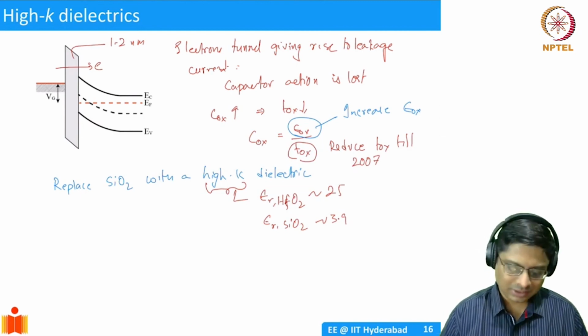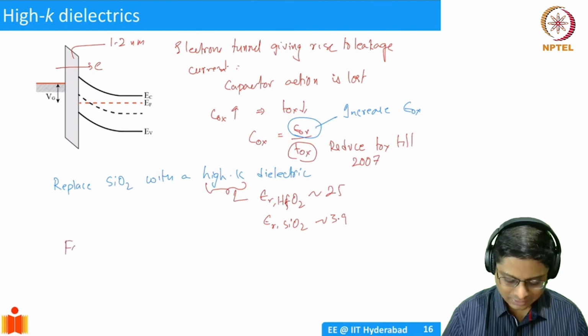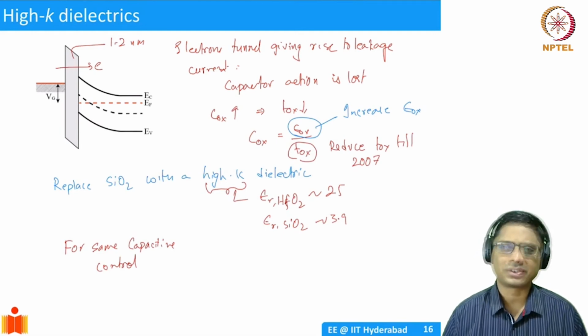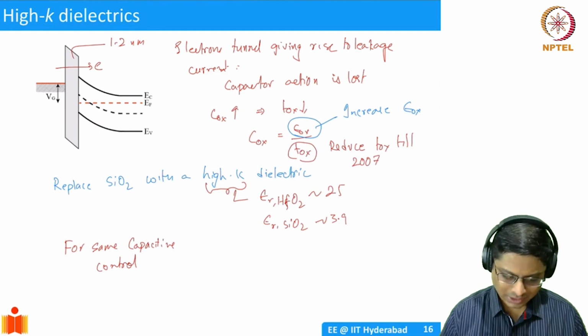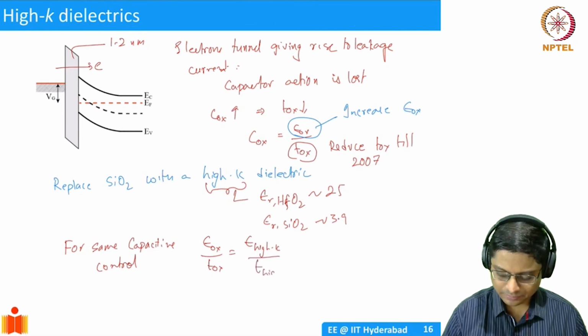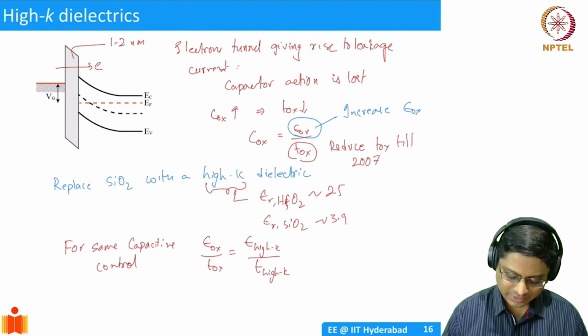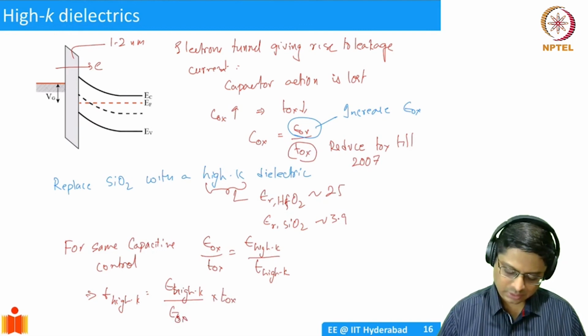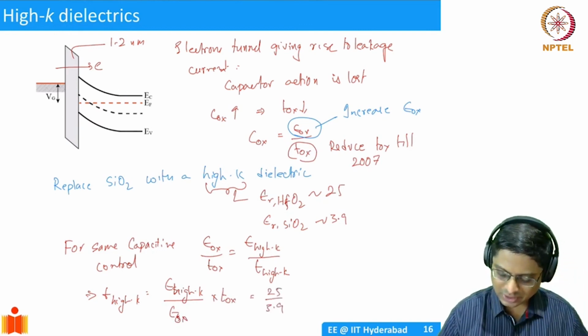So what does it effectively let you do? Let's imagine, for the same capacitive control, the oxide capacitance, or gate capacitance, should be the same. So epsilon oxide divided by T oxide should be equal to epsilon high K divided by thickness of high K. This implies I can write the thickness of high K, T high K, equals epsilon of high K divided by epsilon of oxide, times thickness of oxide. So this is 25 divided by 3.9 times TOX.